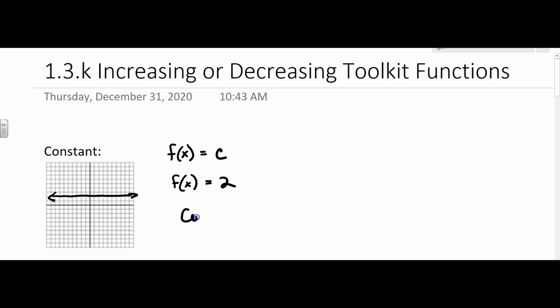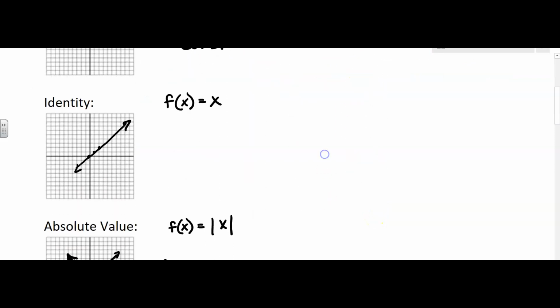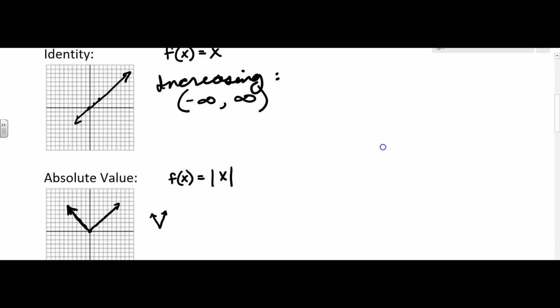Okay, so in the constant function, it doesn't increase or decrease, it's constant, right? It is constant on the interval -infinity to infinity. So it's not increasing or decreasing. There's that one. The identity function, that is increasing all the way through. So from -infinity to infinity, it's increasing. Okay, so it's just going up, up, up.